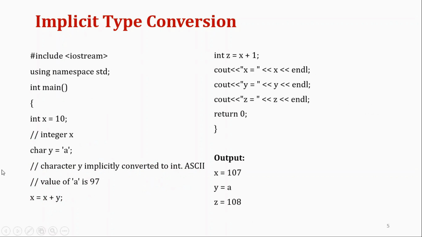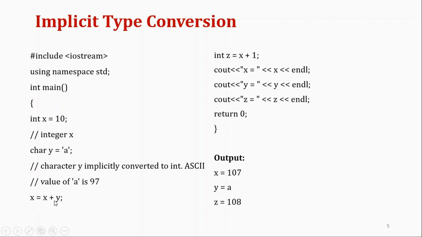Here we have two variables. The variable x is an integer whose value is 10. Variable y is a character whose value is A, a single alphabet. So x equal to 10 integer, y equal to A character. Here what I'm doing, in the third line, is x equal to x plus y. So the x value is added with the y value.